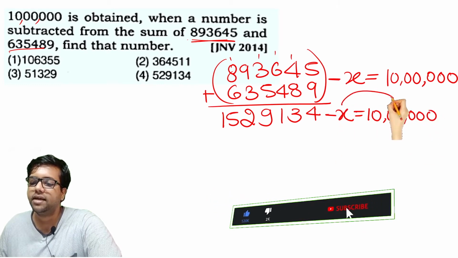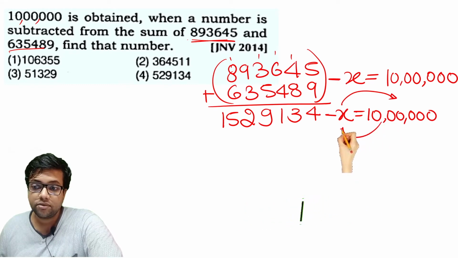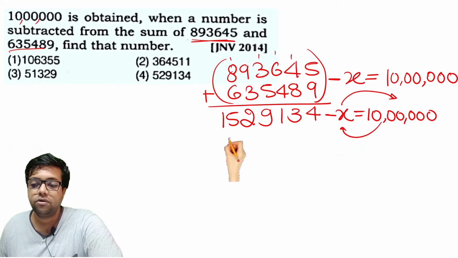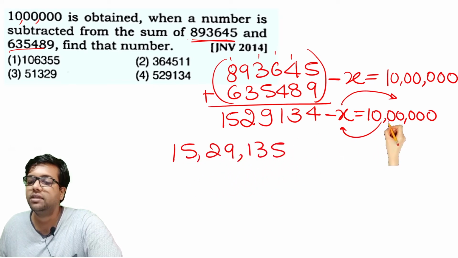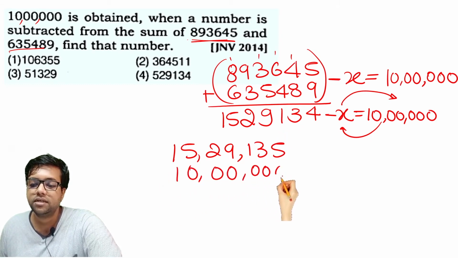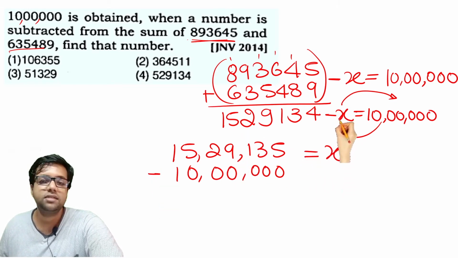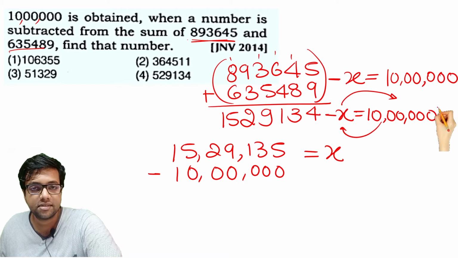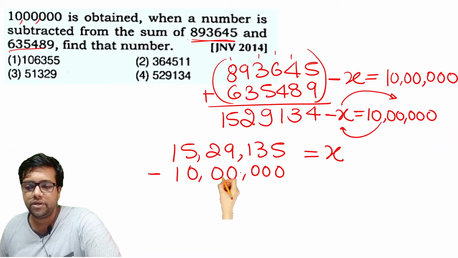So take that x to the right hand side, move the 10 lakh to the left hand side. So what will you get? 15 lakh 29,134. When the 10 lakh comes to the left hand side, it comes with the negative sign. So you will subtract that particular part from the bigger number. That will be equal to x. x is having a negative sign. When it moves to the right hand side, what will it gain? It will gain a positive sign. So this is going to be the value of x.